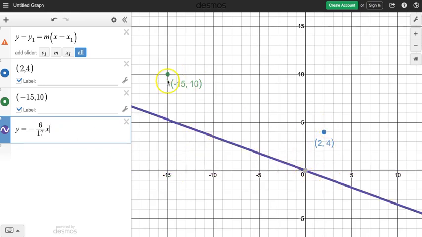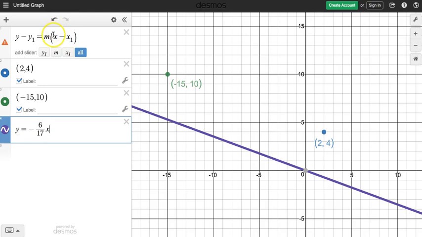So watch this. See this purple line right here? That should be the slope that connects the green point to the blue point. Why? Because I did rise over run. It went down 6. I went from 10 to 4, so I lost 6. There's the minus. And then I went from negative 15 to positive 2, which is adding 17. So now I actually almost have point slope form. I just have the slope.